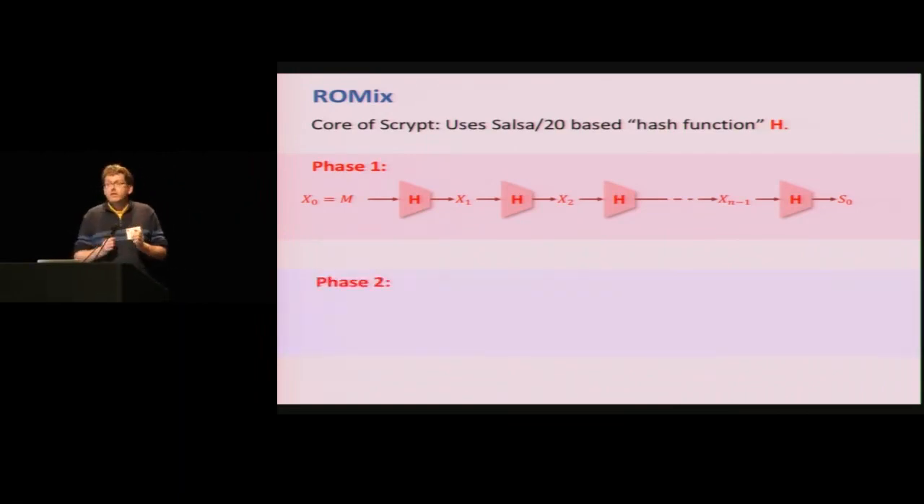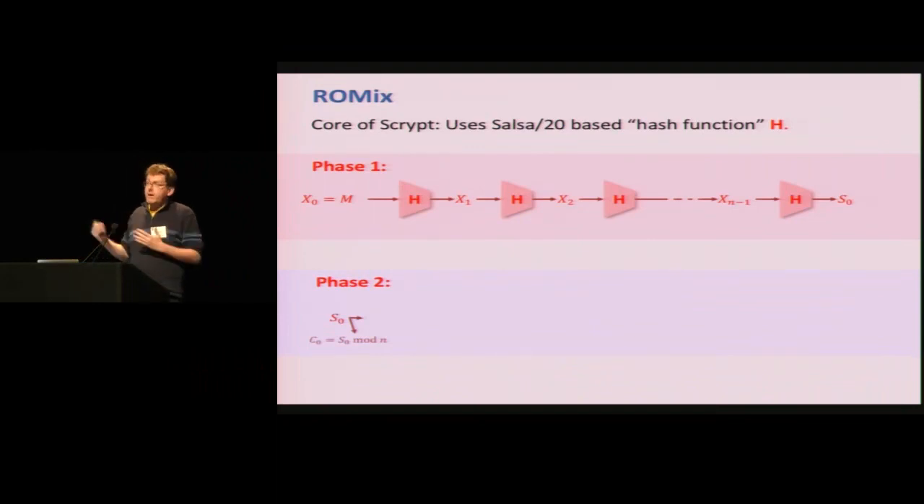The second stage is where the interesting things happen that ensure memory hardness. In particular, we start by looking at the initial state, s0. Maybe you can't read it from far, it's a little bit small. But what you do is you now want to derive an integer between 0 and n minus 1 from the state s0. You can do that, for example, by interpreting s0 as an integer and then reducing it mod n. And you interpret this as an index which points to one of the n values, x0 to x(n-1). Say it points to 1.